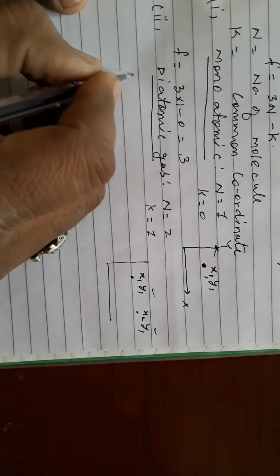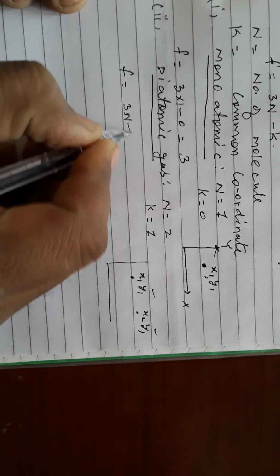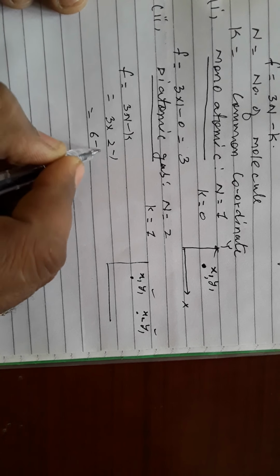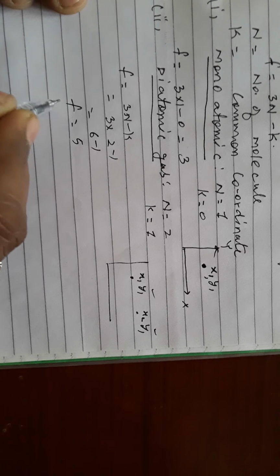So the degree of freedom F is equal to 3n minus k, 3 into 2 minus 1, 6 minus 1 is equal to 5. So degree of freedom is 5.